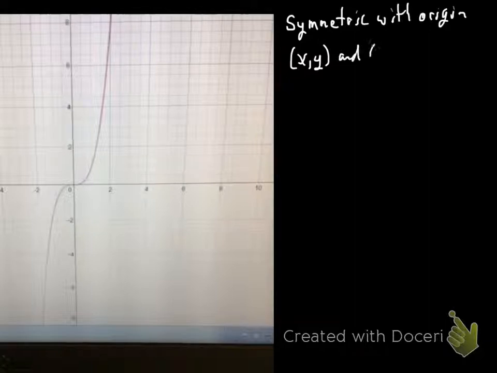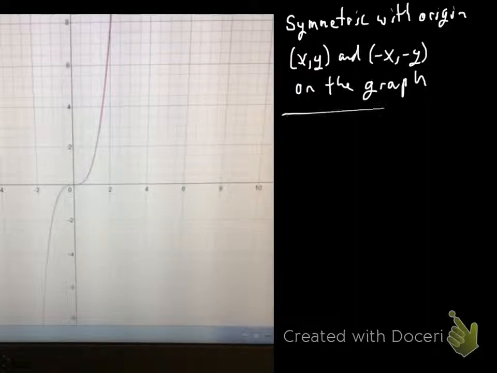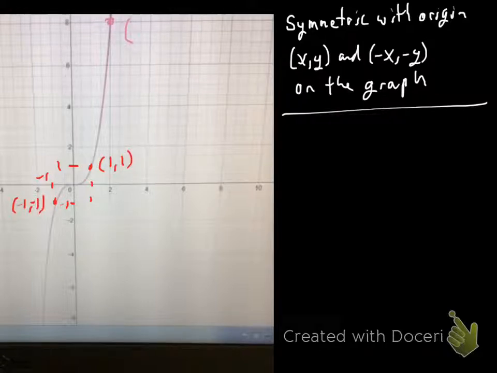x, y and negative x, negative y are going to be on the graph, and that's what we're going to see here. So I'm going to find 1, 1 is on the graph, and also negative 1, negative 1 is on the graph. So there's your x, y and negative x, negative y. Also 2, 8 is on the graph, and negative 2, negative 8. Oops, I need to put a negative on there. Let's add that in right here. And a negative 8.